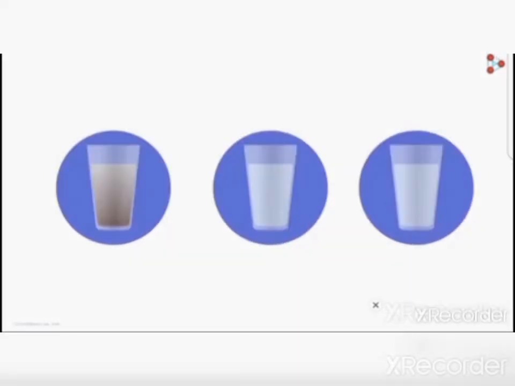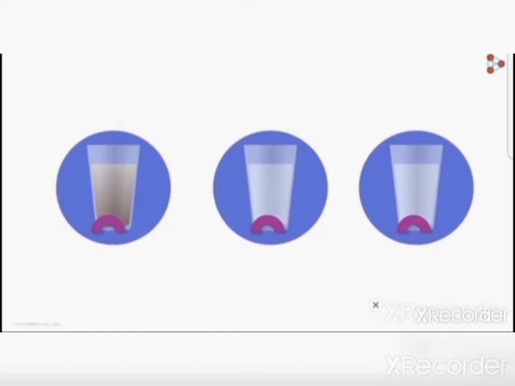In front of you, there are 3 glasses of water. In one of them, we have added mud. In the other, we have added salt. And in the third, we have added sugar. Can you identify which glass has which mixture just by looking at them?